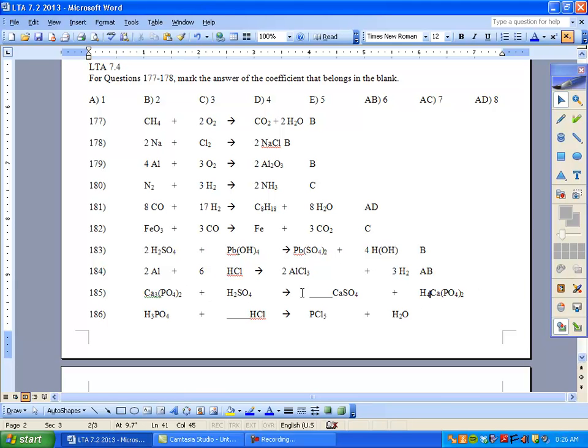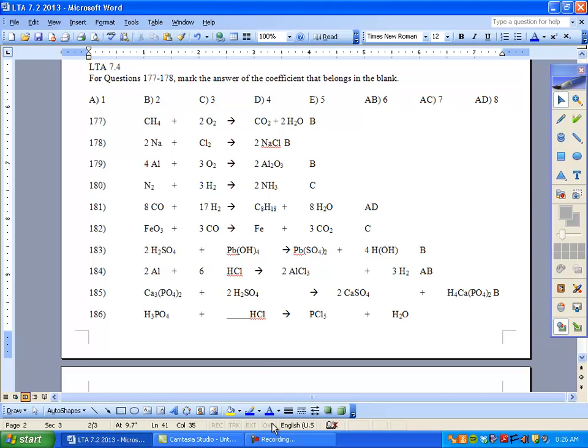So I have 2 and 2 for our PO4s. My hydrogens, I need 2 more of those to make 4. So I have 4 over here. And then my calciums, there are 3. And now I have 2 sulfates, so I need to make this a 2. So now I have 2 plus 1, 3 calciums, which I have over here. 2 PO4s, 2 PO4s, and 4 Hs. So I'm good. So my coefficient again is 2, just letter B.